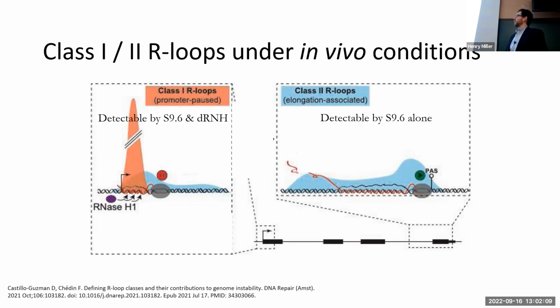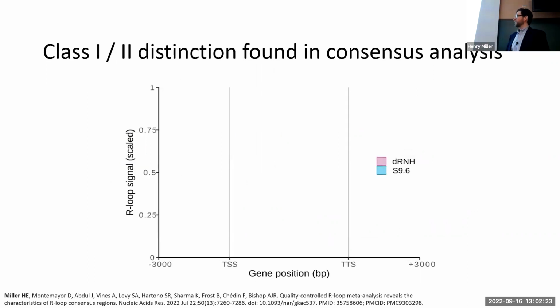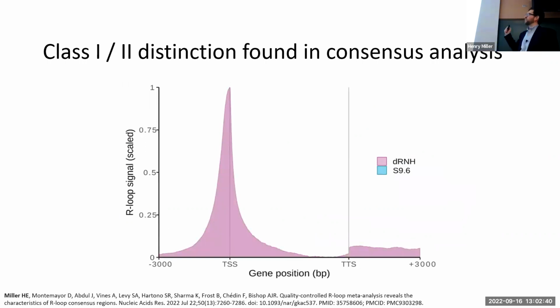Alternatively, with our class 2 R-loops, we expect that those are probably really just detectable by S9.6 alone. And so we wanted to ask next, do we see this pattern? And so I decided to do a metagene analysis. Basically, what I'm going to show you is the aggregate or average dRNH and S9.6 signal across all genes in the genome collapsed and averaged together. And so we see here dRNH mostly at the promoter proximal parts of the gene, and S9.6 at the beginning, middle, and end of the gene. So this seems to provide at least a little bit of preliminary support for this model.